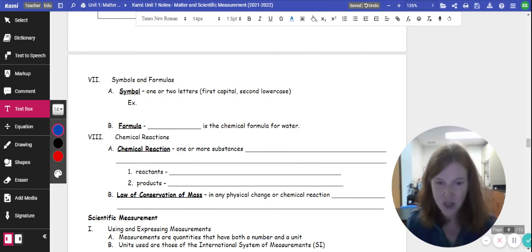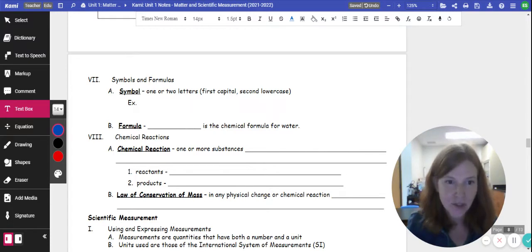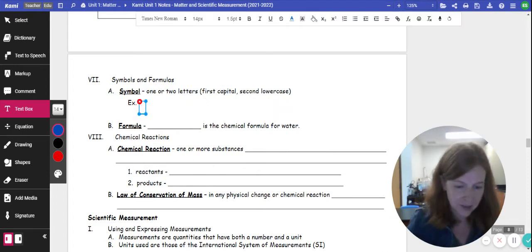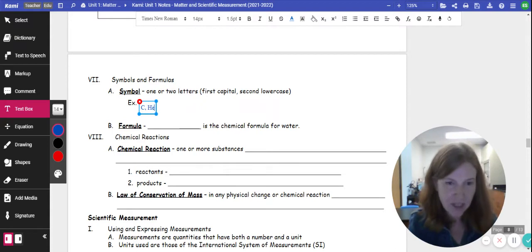All right, just to finish off this section, guys, symbols and formulas. So all elements have symbols, right? It's either one or two letters. The first letter in an element symbol is always a capital letter. The second letter is always lowercase. So some examples of this might include things like carbon, which is just the letter C. We might have something like helium, He.